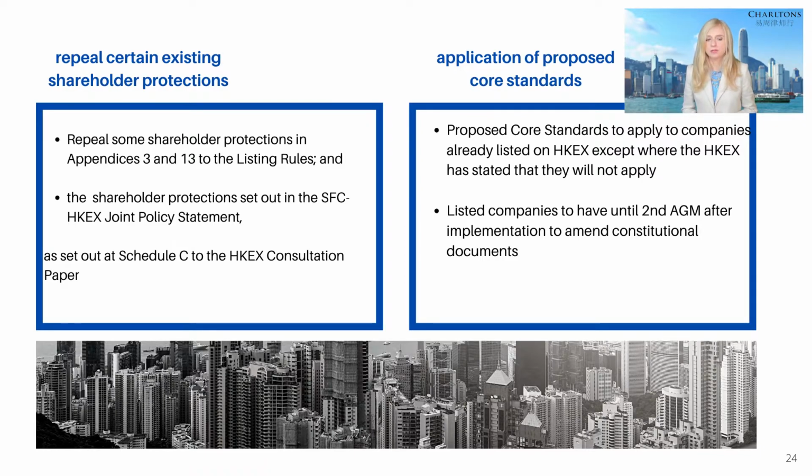As I mentioned when I went through the proposed core standards, the proposed 3/4 supermajority required for the variation of class rights, amendments to constitutional documents, and voluntary winding up will not apply to listed companies which are subject to a 2/3 majority requirement in relation to those matters under the Joint Policy Statement. Companies listed on the Hong Kong Exchange at the time the proposed core standards are implemented will have until their second AGM after implementation to make any necessary amendments to their constitutional documents to ensure compliance.